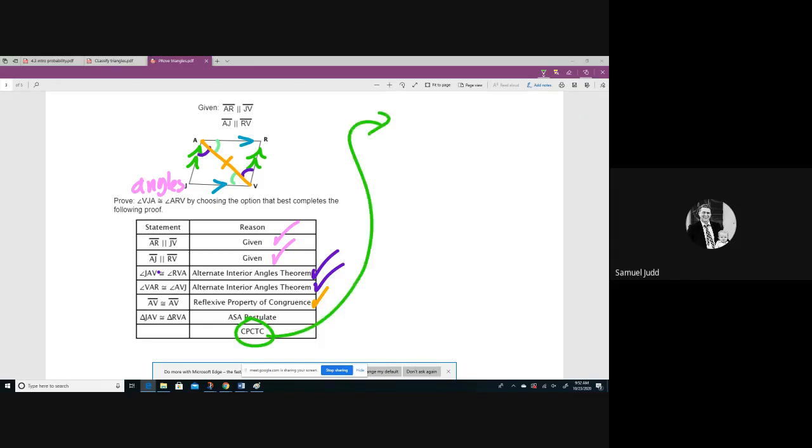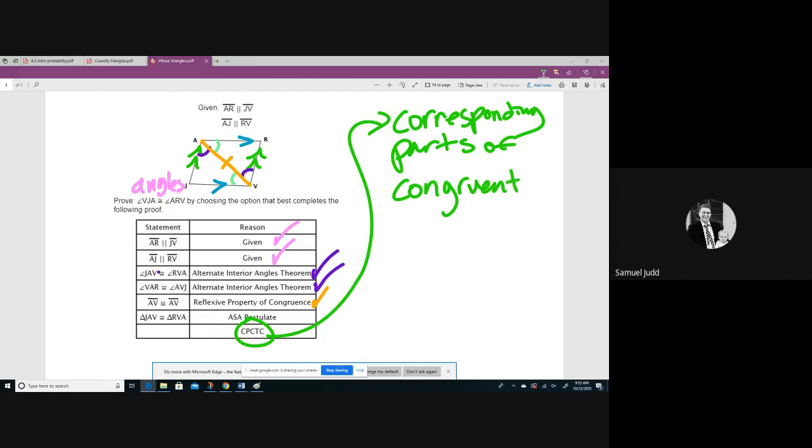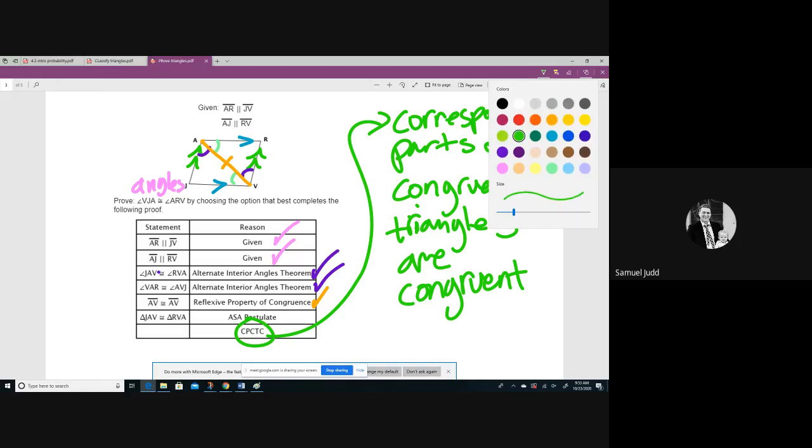Well, what CPCTC means is corresponding parts of congruent triangles are congruent. So it makes sense why they use an abbreviation here, because that is quite the amount of information to write down.